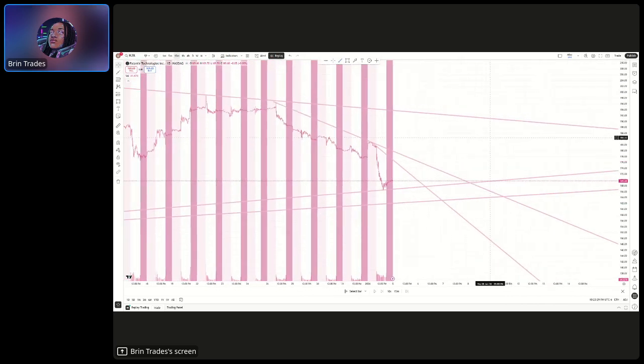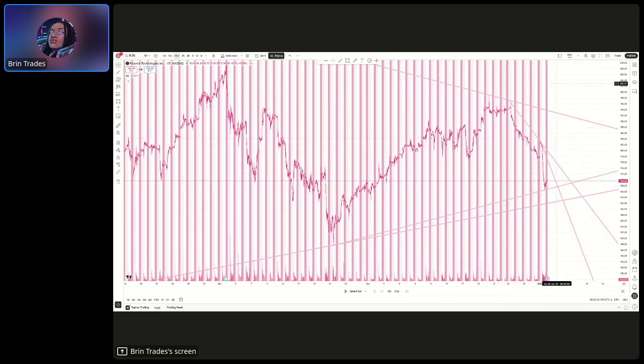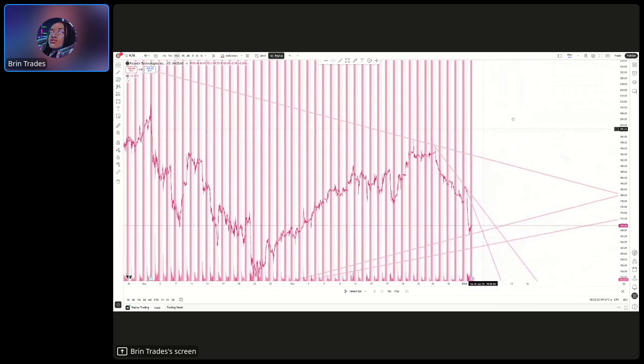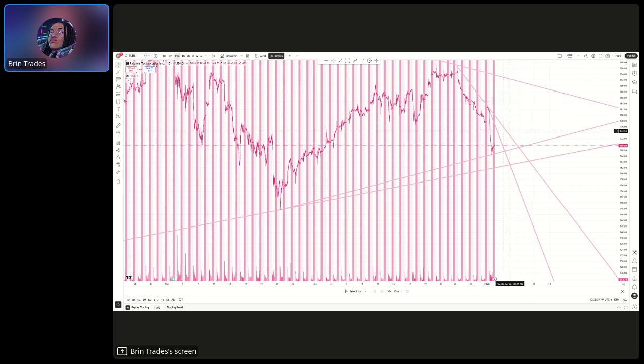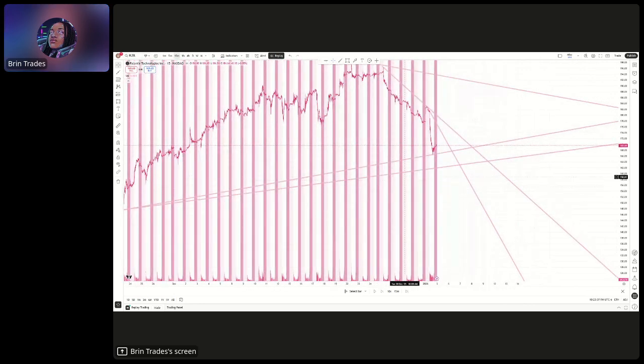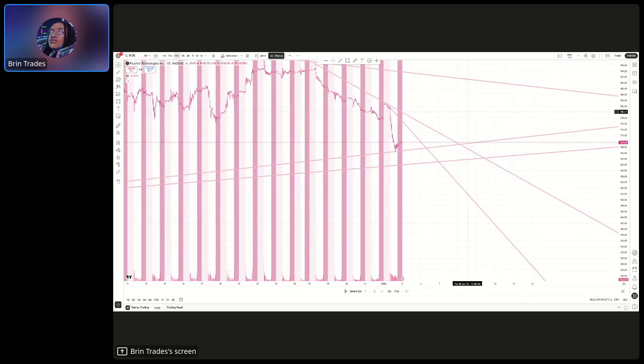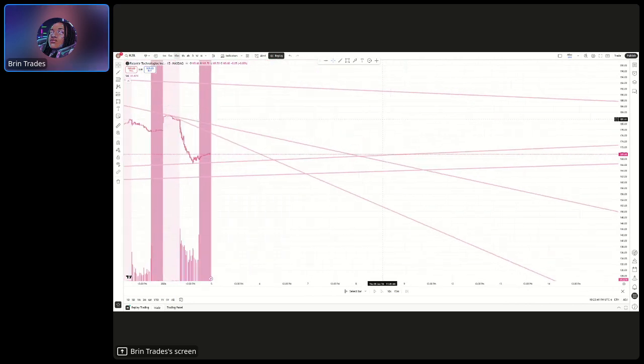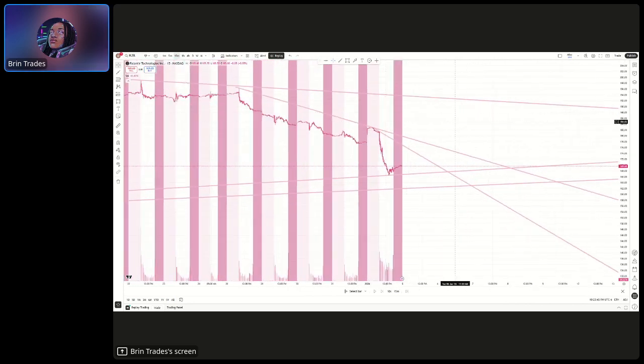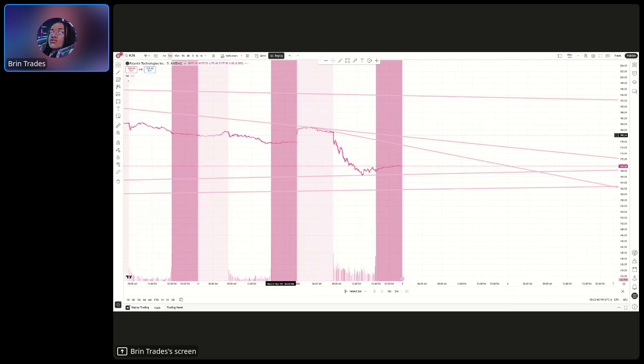So it looks like price is headed to the downside. It's giving change of character and a continuous break of structure. Price might be trending to the downside. We'll move on to the 5-minute.